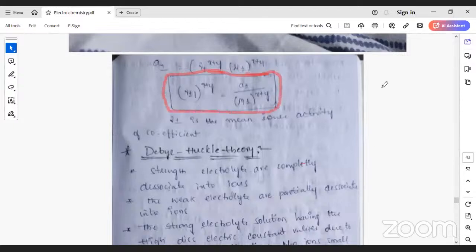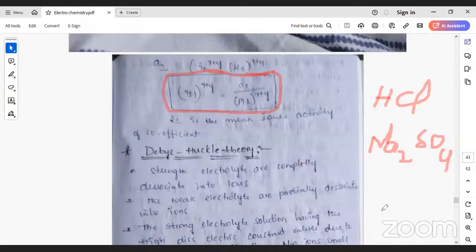For one electrolyte, HCl, both x and y will be only one. But Na2SO4 is a 1,2 electrolyte solution: Na is plus 1, so 2 Na plus and 1 SO4 minus 2. Or else H3PO4 will be there: 3 H plus and 1 PO4 minus 3.